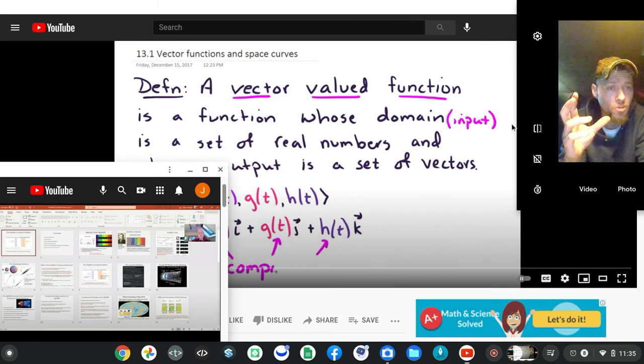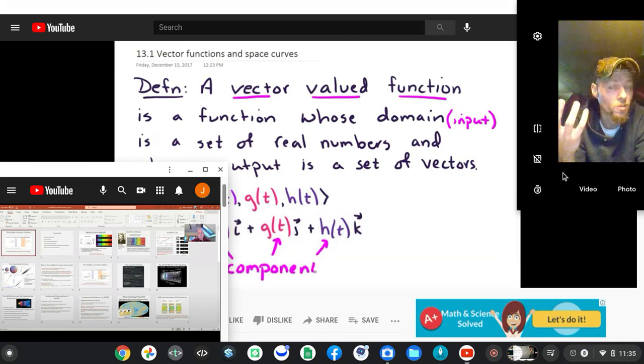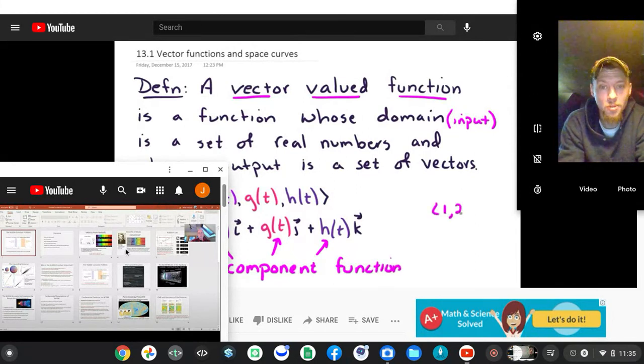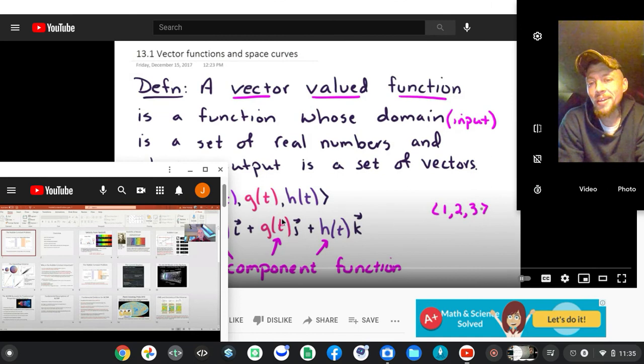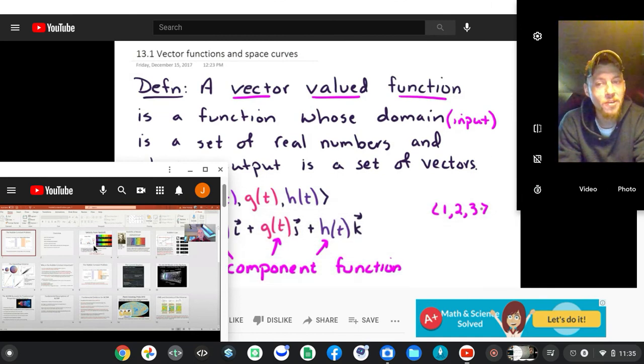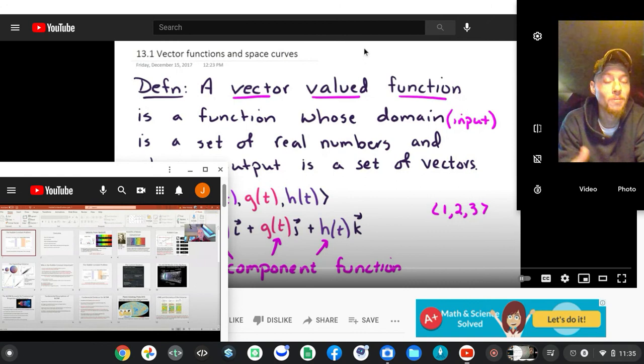Back in previous work with vectors, you might have seen a vector like the vector with components 1, 2, and 3. That's a vector, and the components are 1, 2, and 3. Now we're talking about vector-valued functions, where the x, y, and z coordinates are actually functions of t.